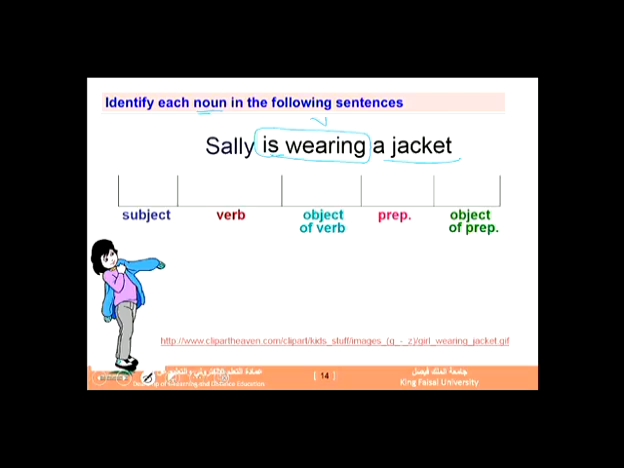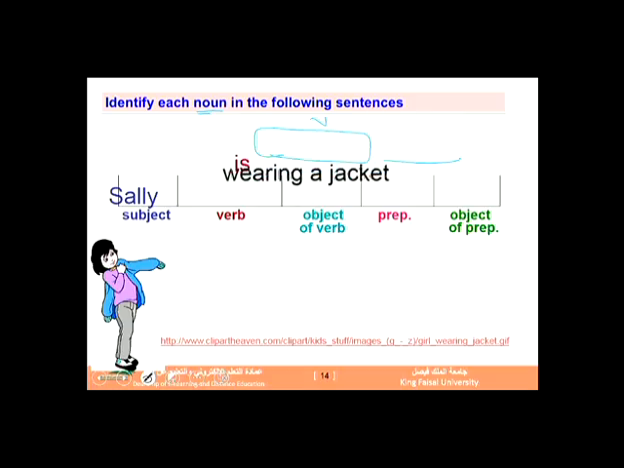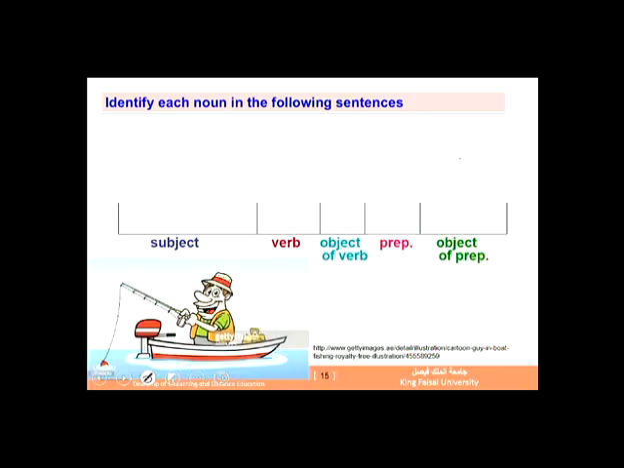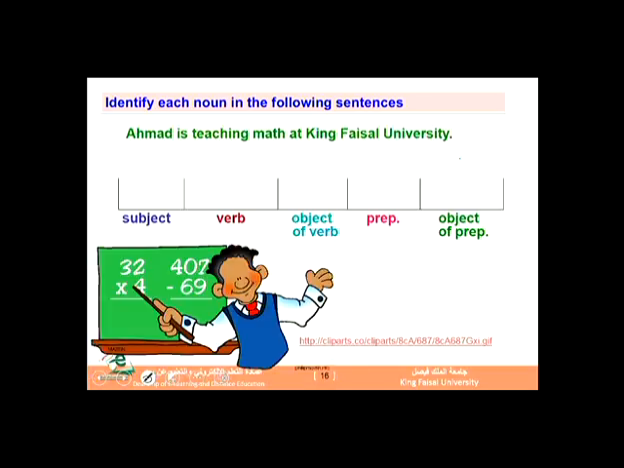Again, similarly, Sally is functioning as subject. Is wearing is the verb of the sentence, while a jacket is the object of the verb. Now here is another example.